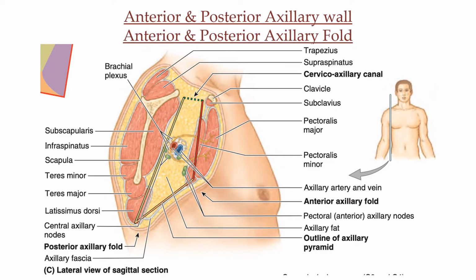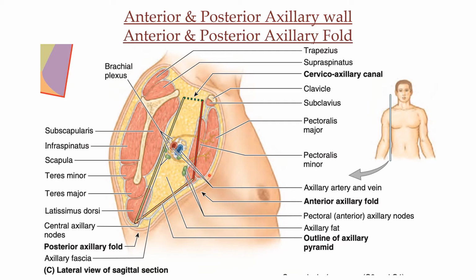Let's revise the structures forming the anterior and the posterior wall, and then let us see how the anterior and posterior axillary folds are formed. This is the sagittal section of the axilla. This is the anterior side and this is the posterior side. Here you can see these are the structures forming the anterior wall of the axilla. From superficial to deep, they are: this is the pectoralis major covered by pectoral fascia. This is the pectoralis minor muscle covered by clavipectoral fascia, and this is the layer of clavipectoral fascia.